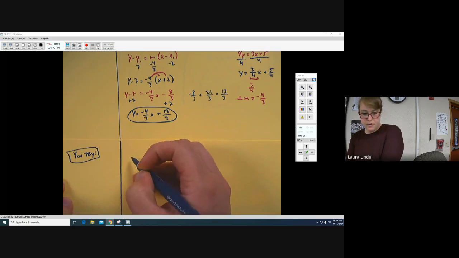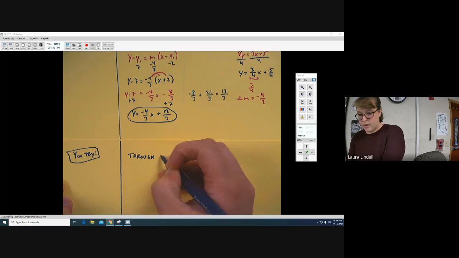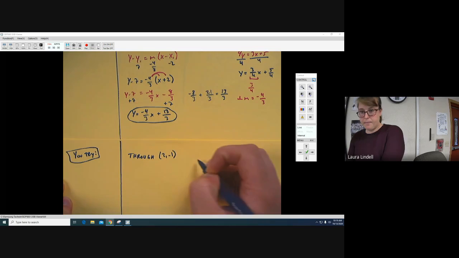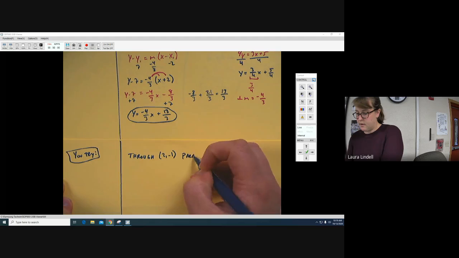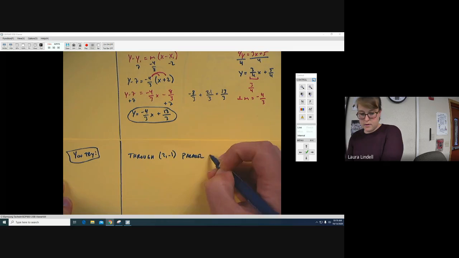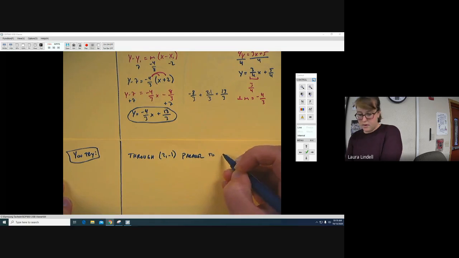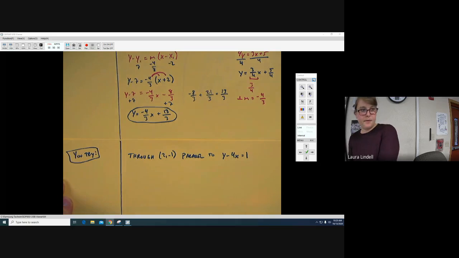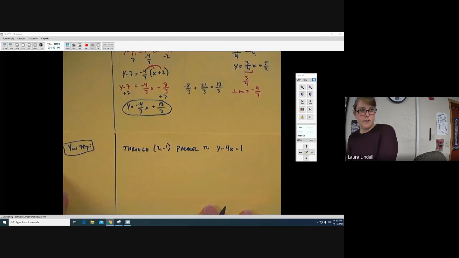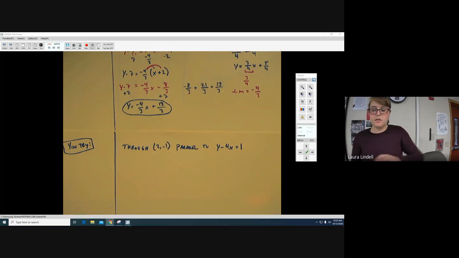Okay. So this time we're going to go through the line through -1 and parallel to y minus 4x equals 1. Okay. So try this one.